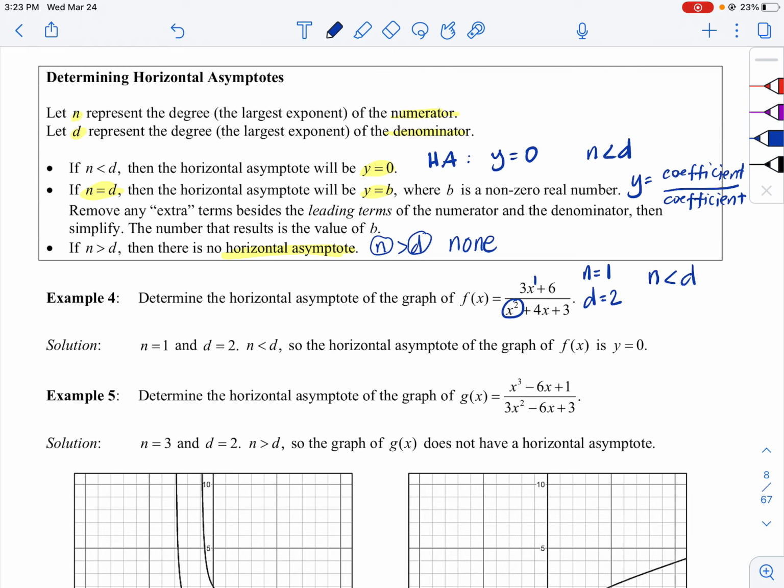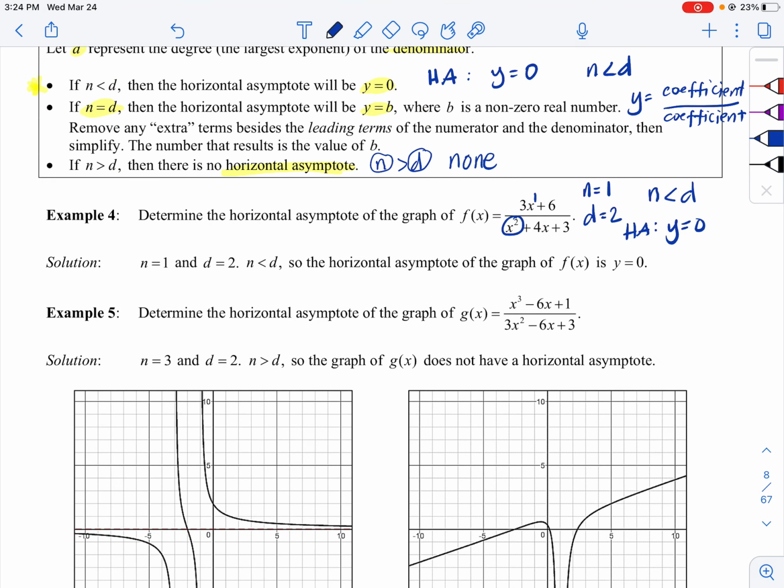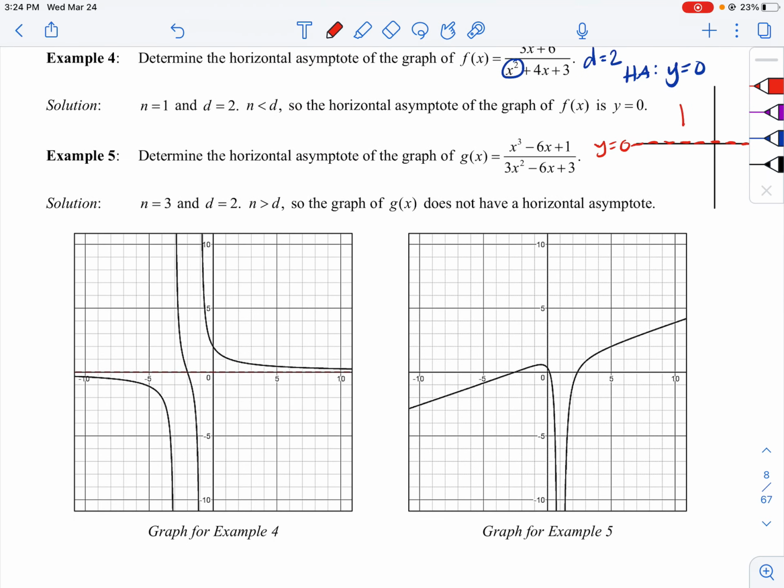Because n is less than d, we are going with our first rule, which says when the numerator's degree is less than the denominator's, then the horizontal asymptote will be y equals 0. So in this case, our HA is y equals 0. Okay, moving on. If I'm going to draw that, because remember, I always draw it, even the previous vertical asymptote, that means we have a horizontal line at y equals 0. Oh, by the way, that's the example there.